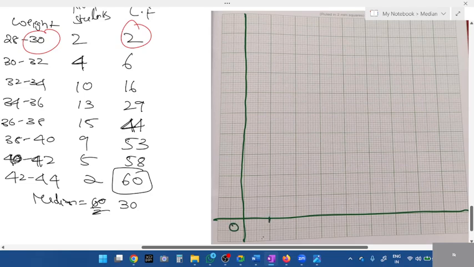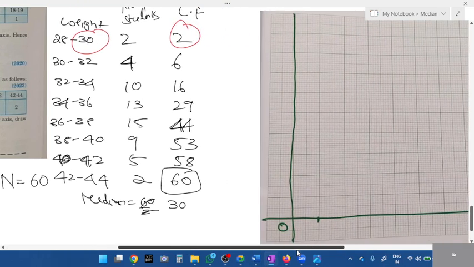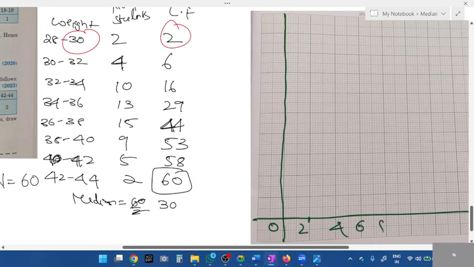What is given, students? According to the question given, you have to take the axis. You can't take your own axis. This is a 2 centimeter graph. So each box is how many kgs? Each box is 2 kgs. Don't take 2, 4, 6, 8. That is wrong.